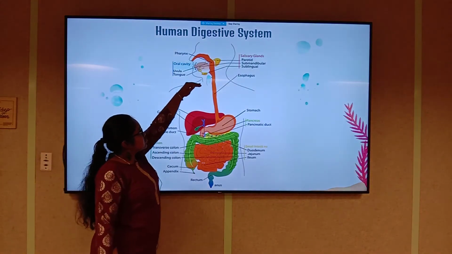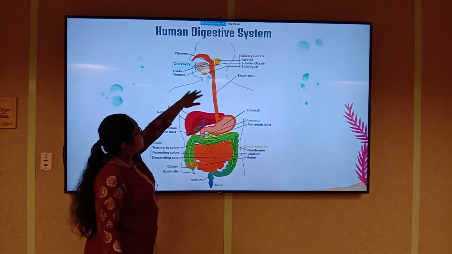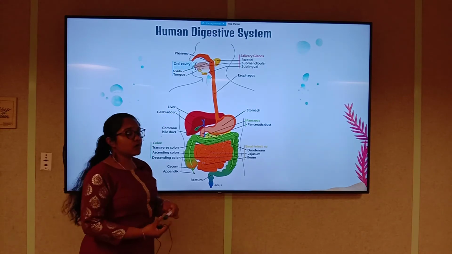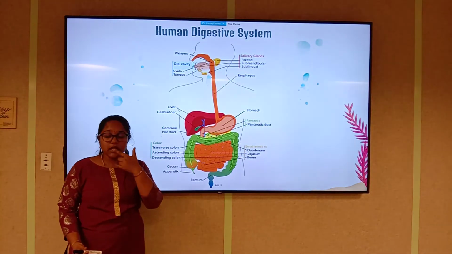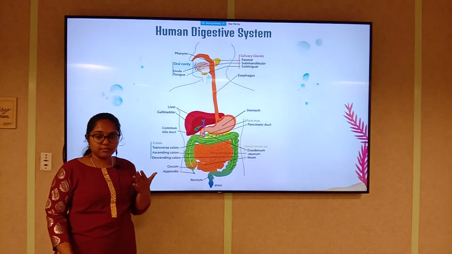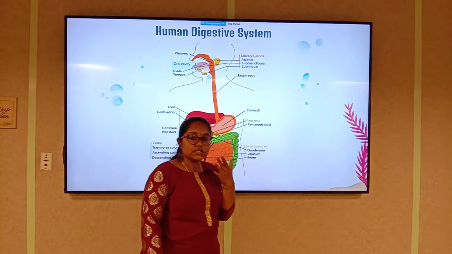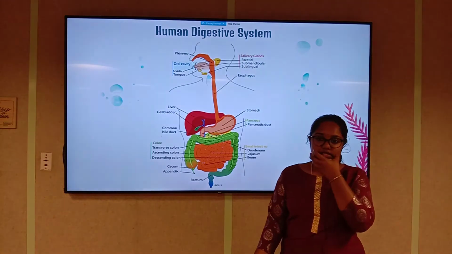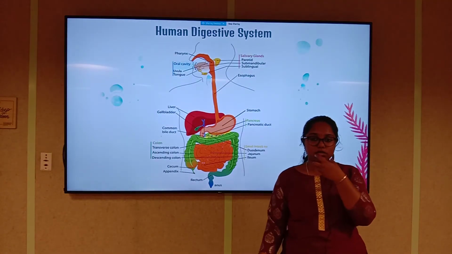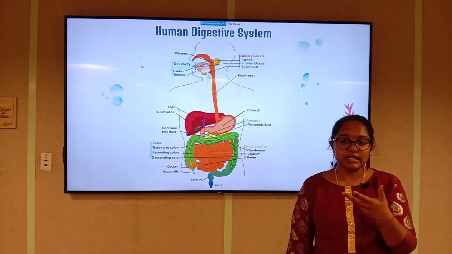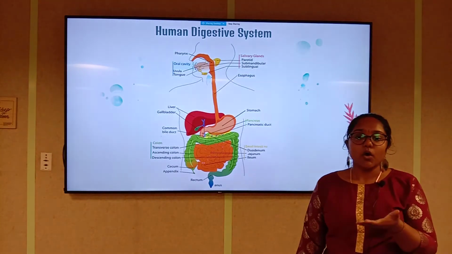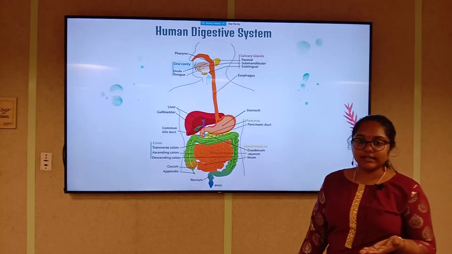If you see this upper part of the human body, here this is the mouth. Our mouth is guarded by 2 lips, okay? The opening is what we call as the mouth. The food enters through the mouth, and once it enters, there is a cavity, the space inside your mouth, which is guarded by the teeth and floored by the tongue. We call that the oral cavity or buccal cavity.